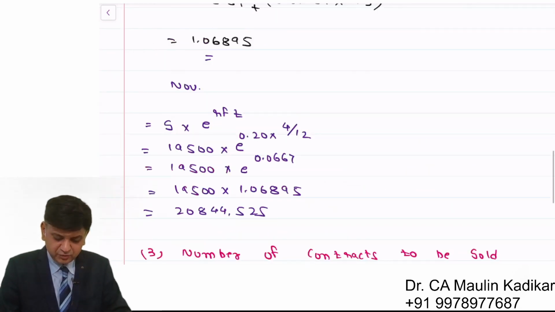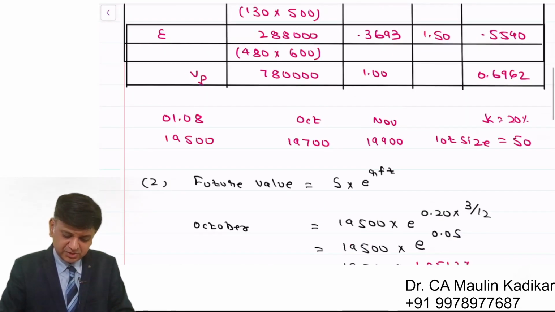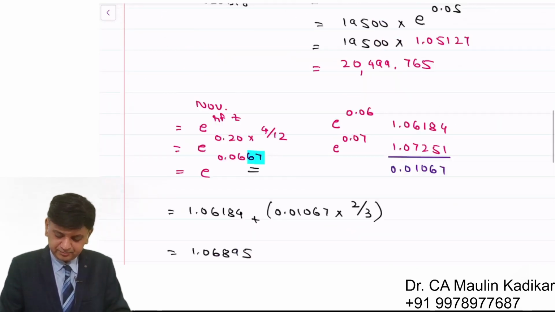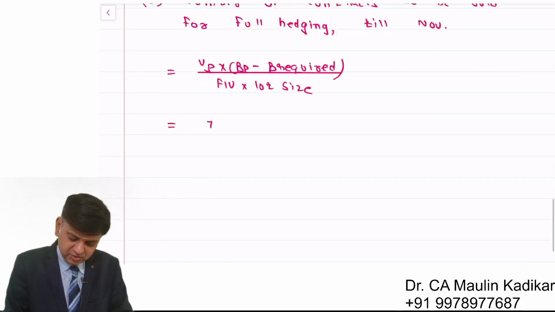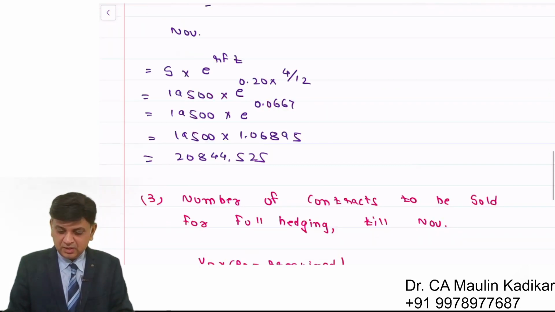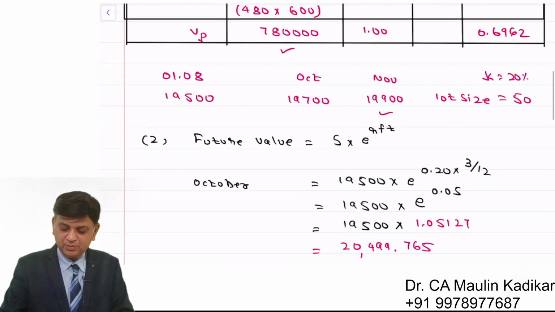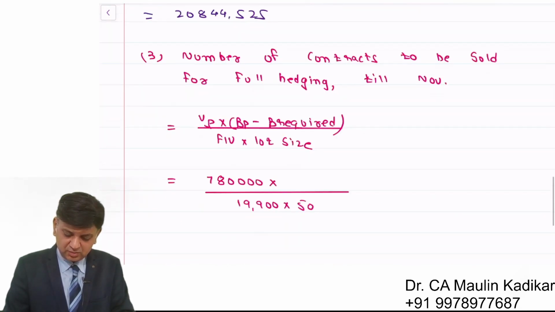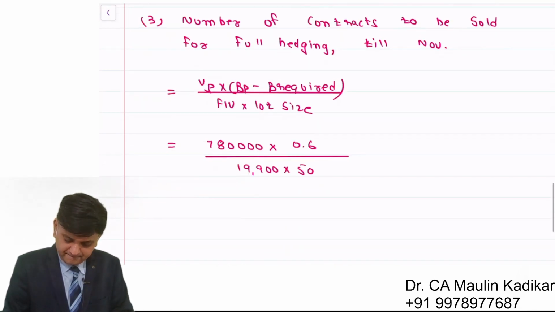As far as the value of the portfolio is concerned, that we have computed in the first part of the question, it is 7,80,000. Futures index value is 19,900. And lot size is given as 50. Beta required is given to us in the question as 0.6962, so over here it is 0.6962 minus 0.